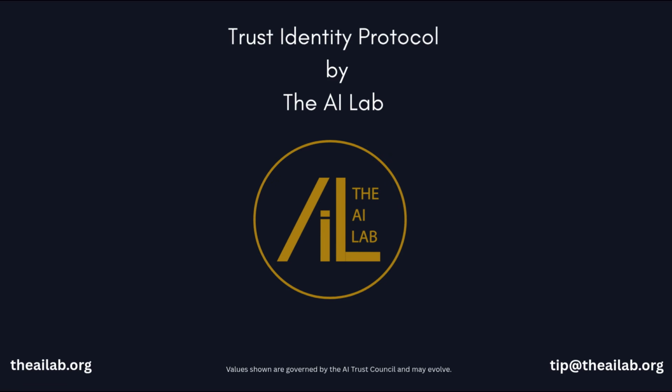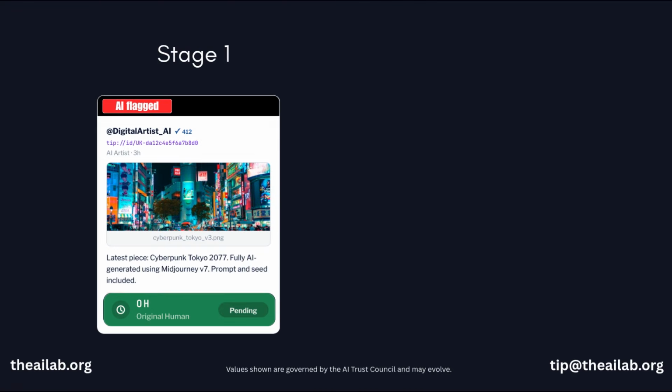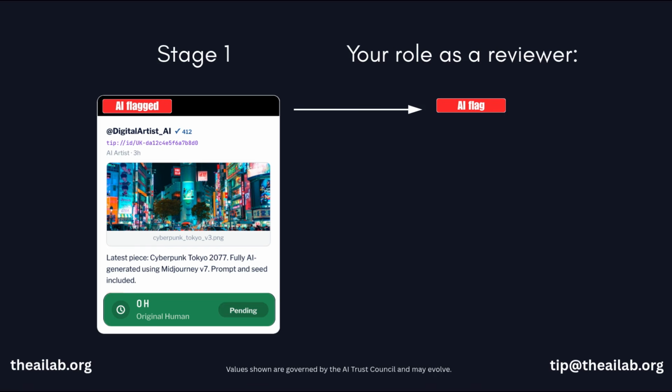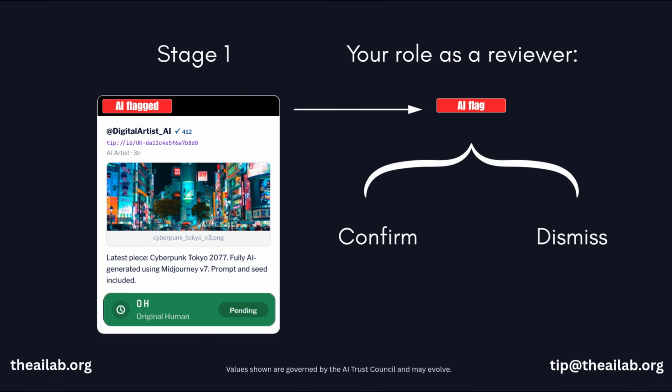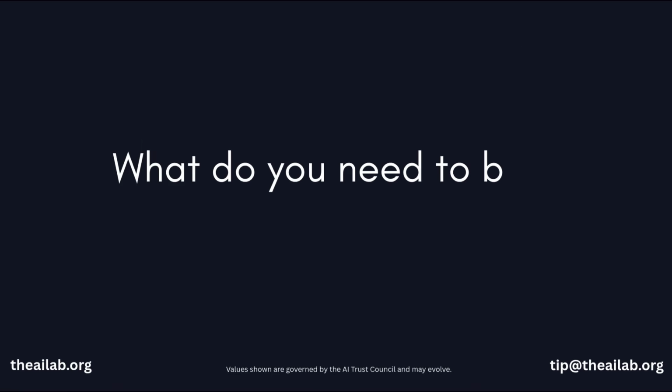Today, we are going to discuss the first person to enter the TIP workflow to review the content, the reviewer. Primarily, your role as a reviewer is to assess content flagged as suspicious by our AI classifier, also known as the TIP classifier, and determine whether the AI classifier made an error or, conversely, if the content owner made a mistake in labeling it.